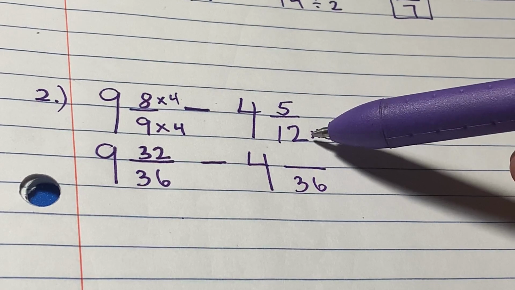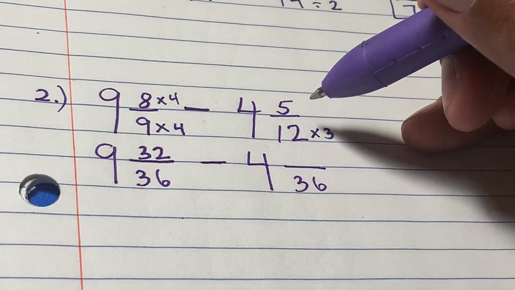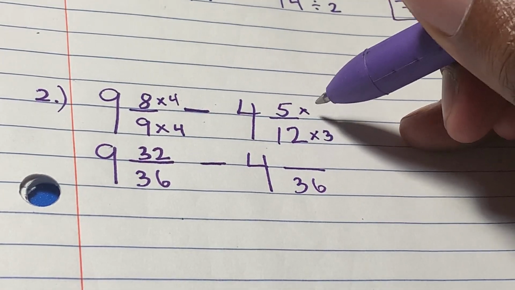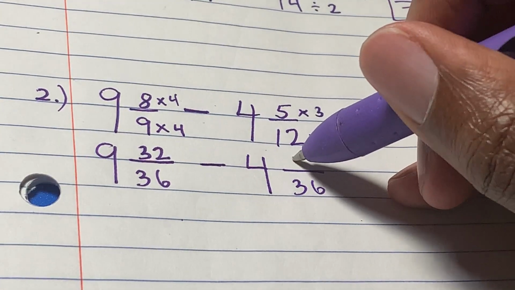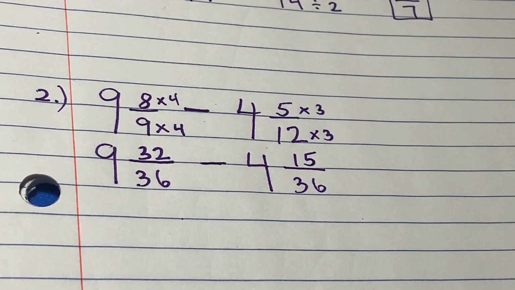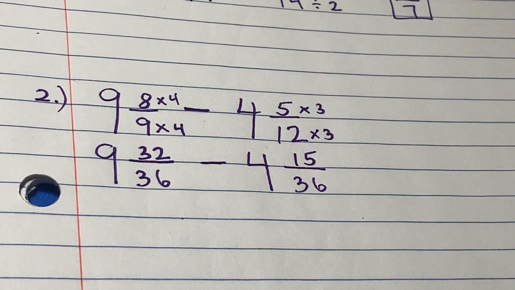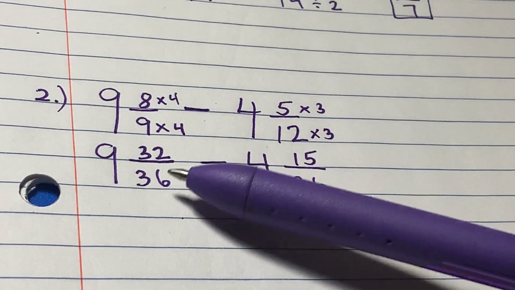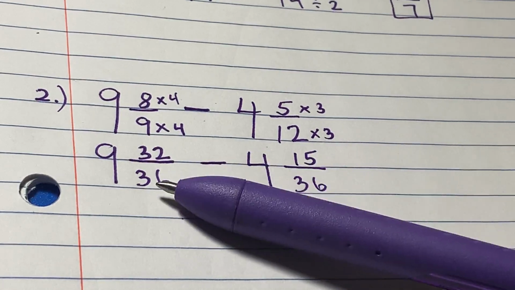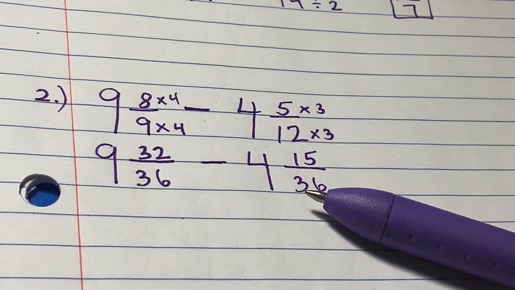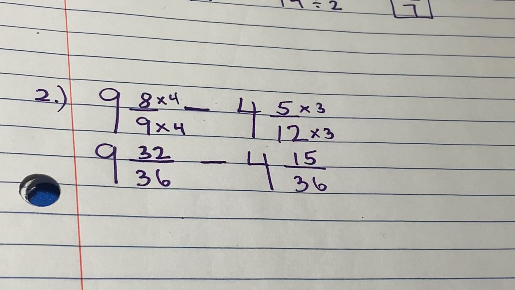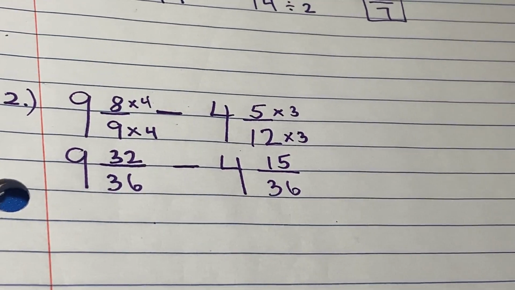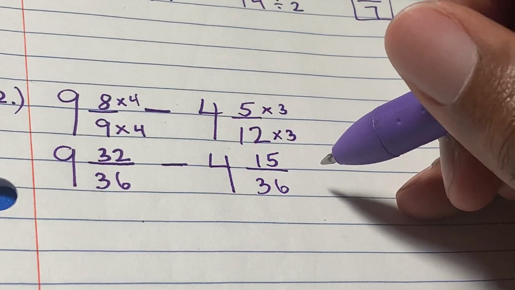What you do to the bottom, you must do to the top. So multiply 5 also by 3. And we get what? Okay, very good. We get 15. Very good. Okay. Do we have like fractions now with the same denominator? The answer is yes, we do. So now let's continue with the problem. Let's finish because we got this now. So I'm going to put here equals.